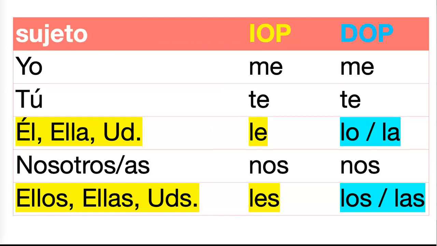Just for comparison's sake, here's a chart showing both the indirect object pronouns and the direct object pronouns. You'll note that yo, tú, and nosotros, nosotras are the same whether it's an indirect or direct object pronoun. The difference comes with él, ella, usted, and ellos, ellas, ustedes, otherwise known as the third person, singular and plural. Just keep this in mind so you don't get confused. For this module, we're only using le and les.